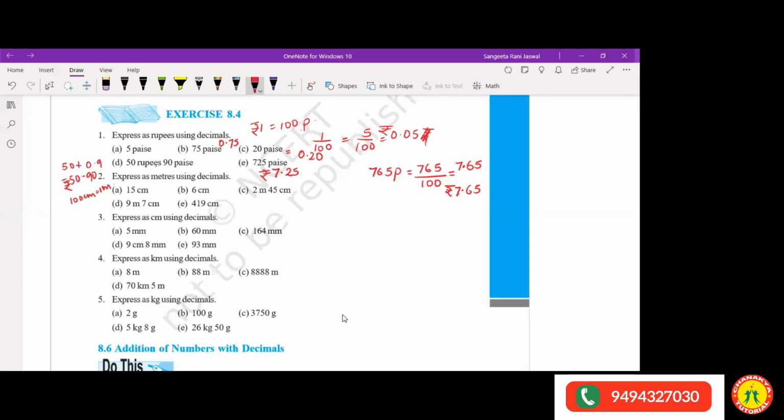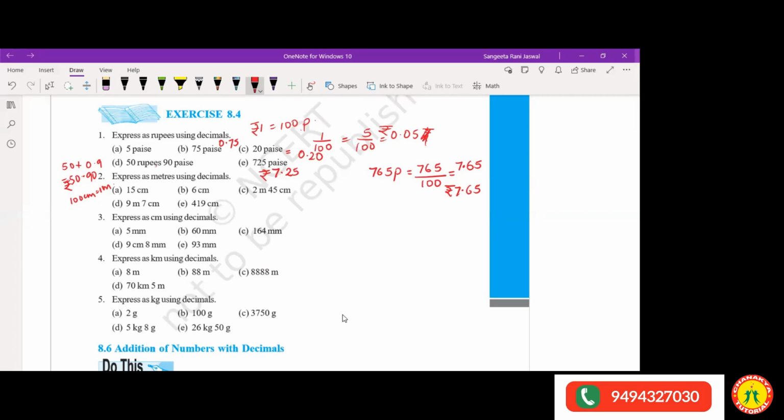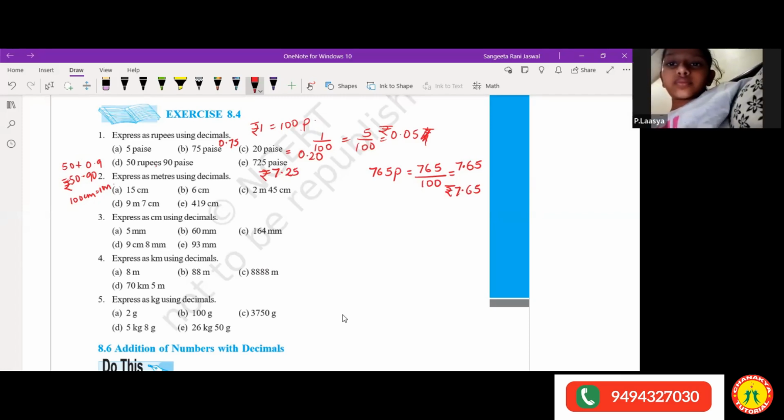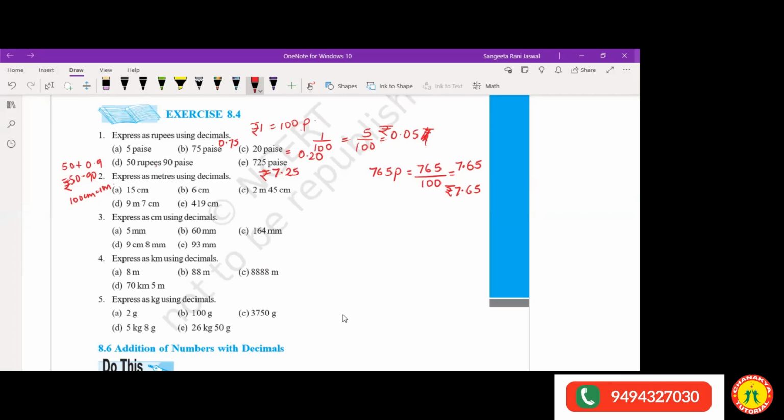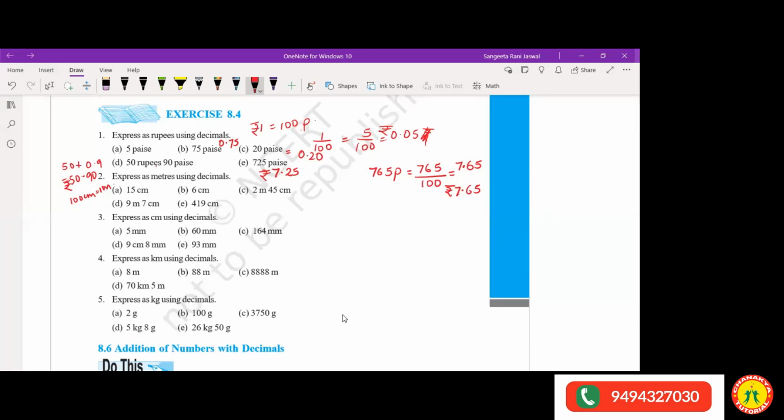Centimeter is a smaller unit, meter is a bigger unit. When you move to a bigger unit, you divide. So 15 centimeters, you will be dividing by 100. When you divide this by 100, what do you get? 0.15 meter. Yes, so this becomes 0.15 meter.